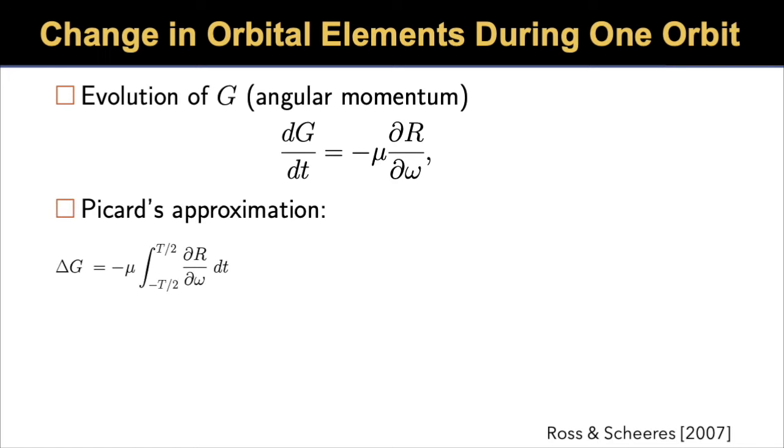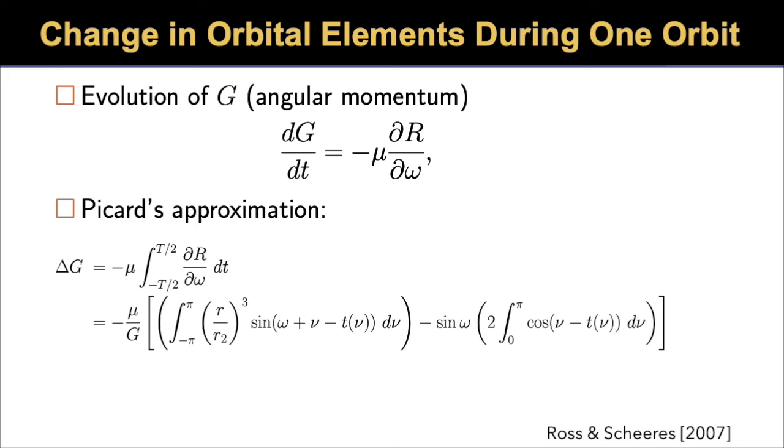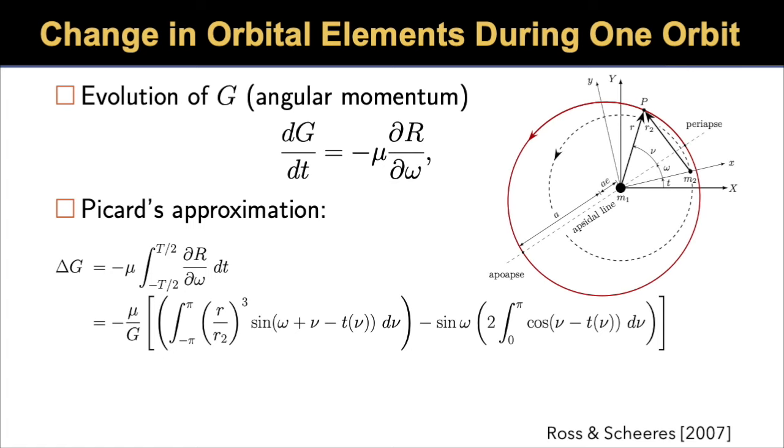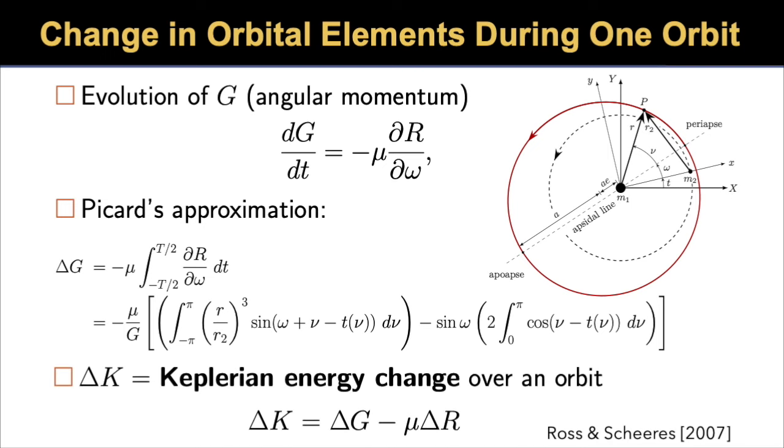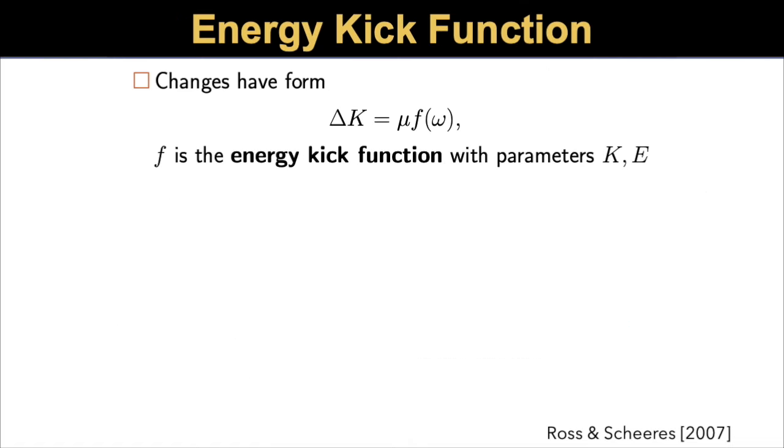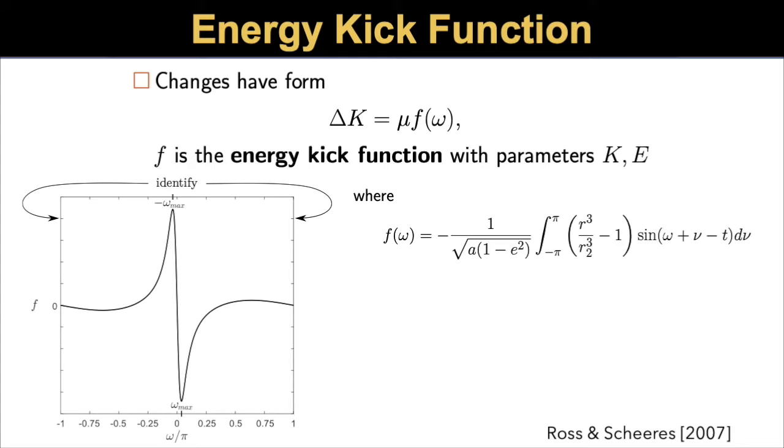We use something called Picard's approximation to look at the evolution of the angular momentum. And this gives us some function of the true anomaly, which at first we thought we wanted to get in closed form, but then we actually just left it this way. So this thing, delta G, we could relate this to the change in the Keplerian energy over one orbit. And it ends up being of the form, you can bring out mu, that parameter that's 0.012, times some function of the argument of perigee, that we call the energy kick function. So this is a plot of that energy kick function.